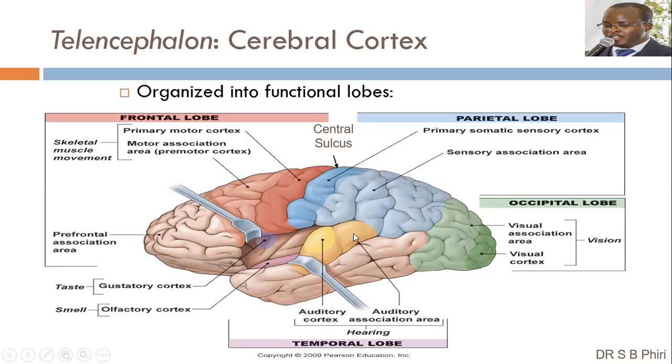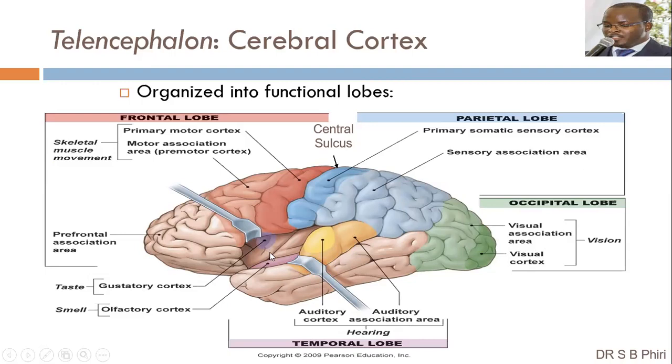Then you also have the temporal lobe. The temporal lobe will contain the auditory cortex and auditory association areas, which are involved in hearing and balance to some extent.